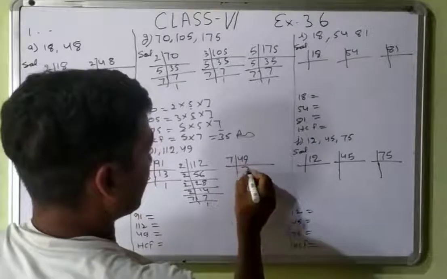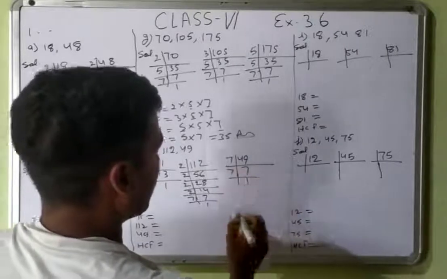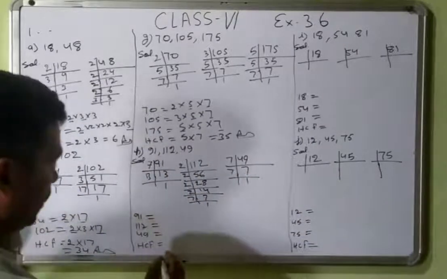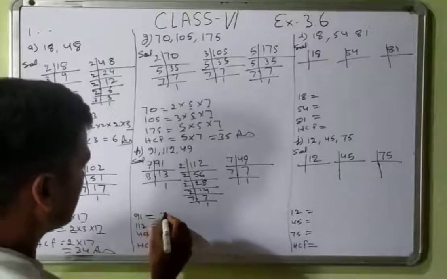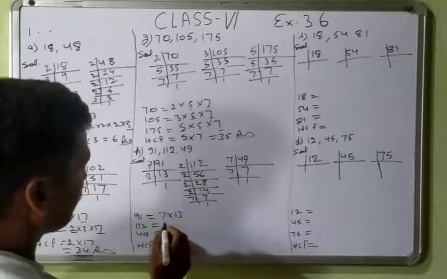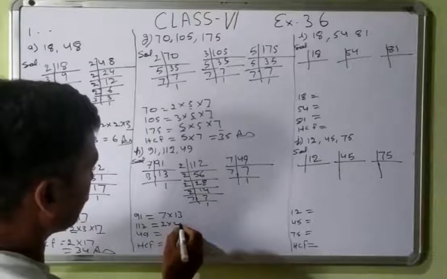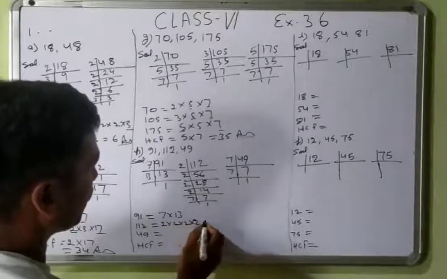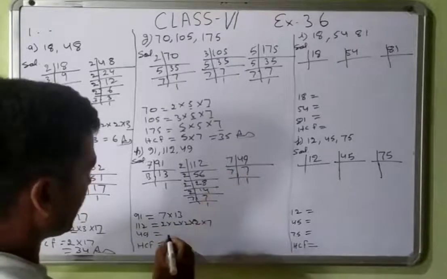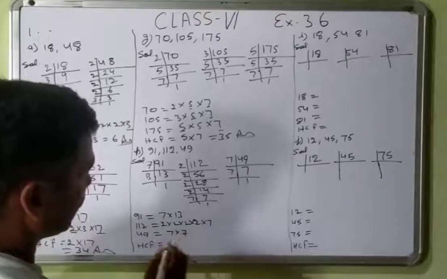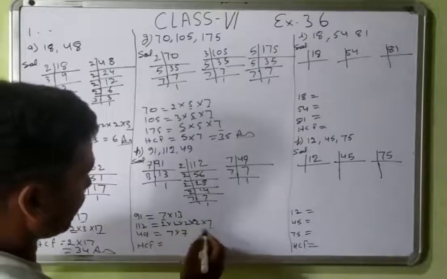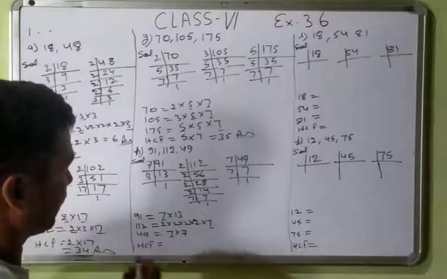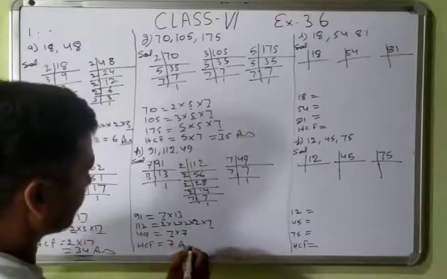49 divided by 7: 7 sevens are 49, 7 ones are 7. So the factors of 91 are 7 into 13. The factors of 112 are 2 into 2 into 2 into 2 into 7. The factors of 49 are 7 into 7. So only 7 is common here. Everywhere is 7. So that is the answer.